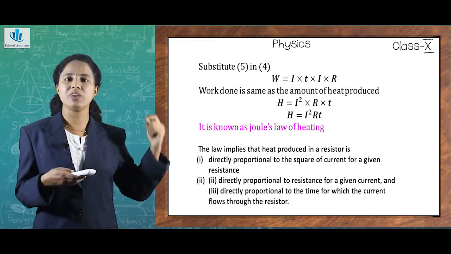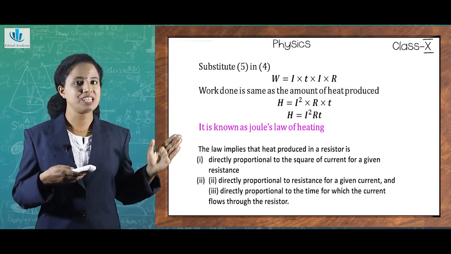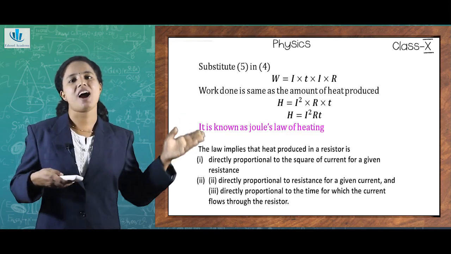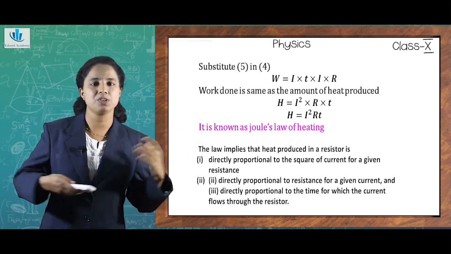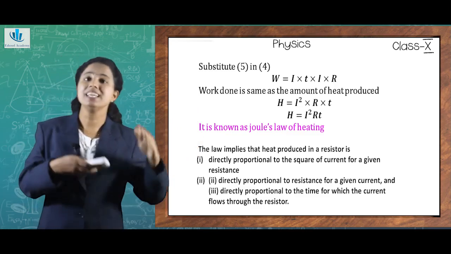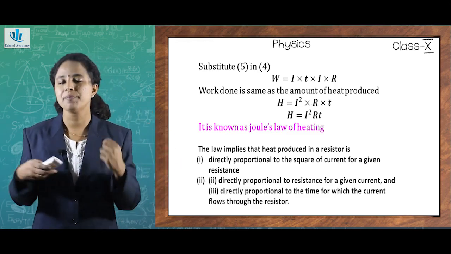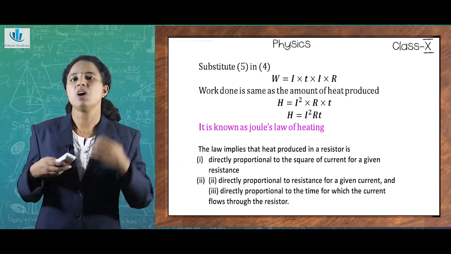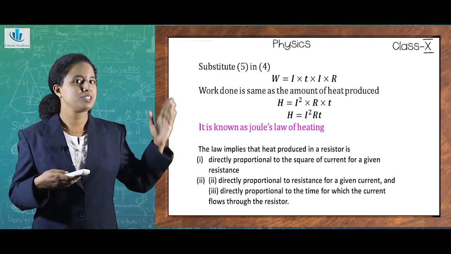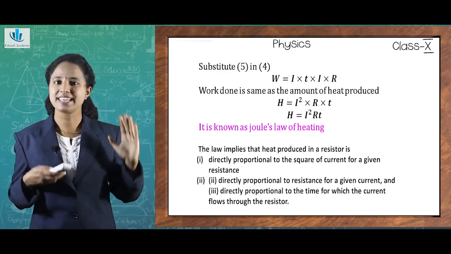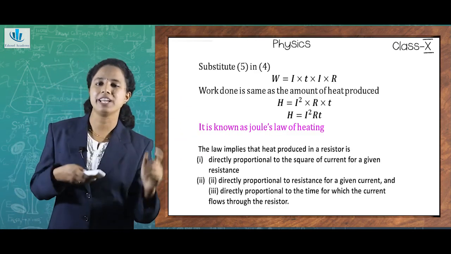If I substitute V equals IR in the equation, you would get work is equal to I into T into I into R. That is, the work done here is the same as the amount of heat produced, isn't it? Work done is the same as the energy produced. So, I can write H in terms of W. Why? Because it is heat energy which is doing the work here. So, I get H equals I into T into I into R. That is, H equals I square RT. This is known as Joule's law of heating.